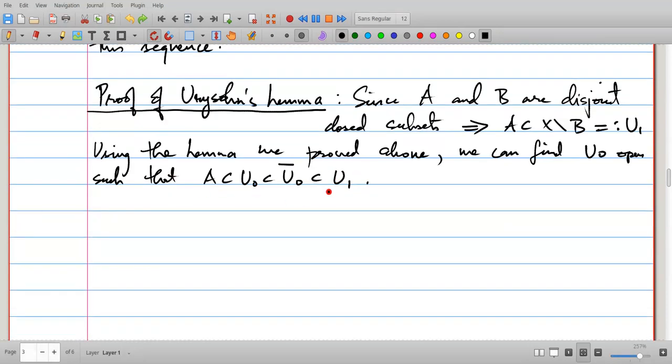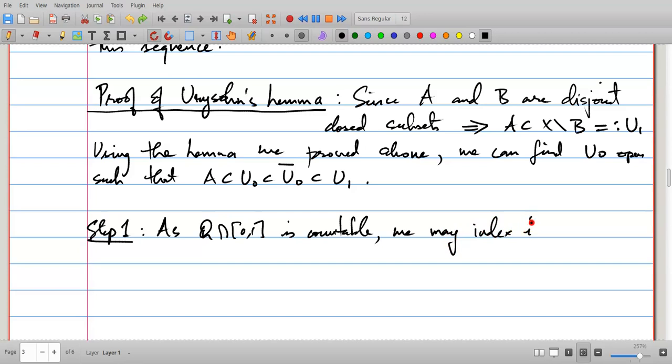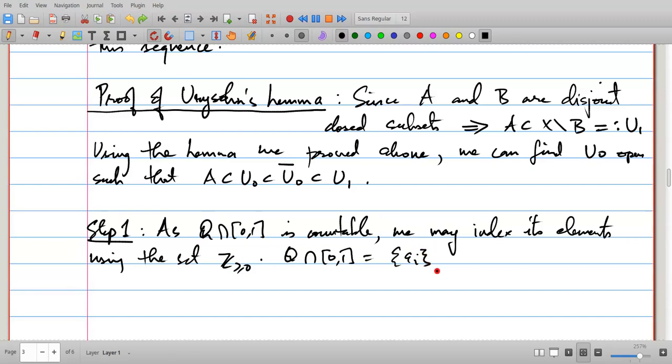So now we want to find our sequence of open sets. Step 1. Let Q be a rational number. First, as Q intersection 0, 1 is countable, we may index its elements using the natural numbers. That is, we write Q intersection 0, 1 as Qi's, i greater than or equal to 0.